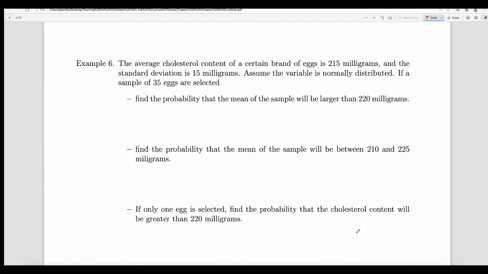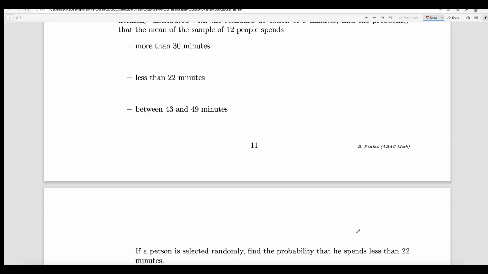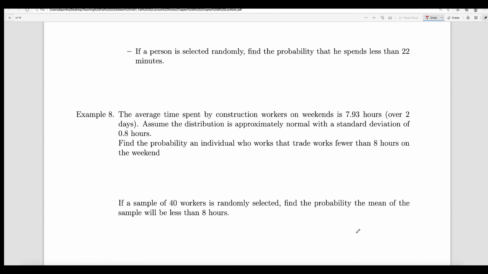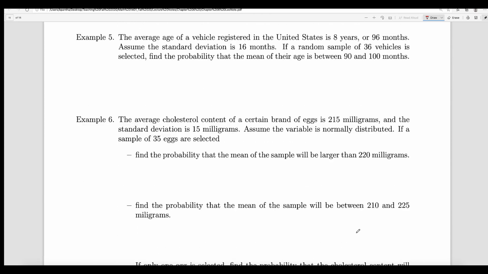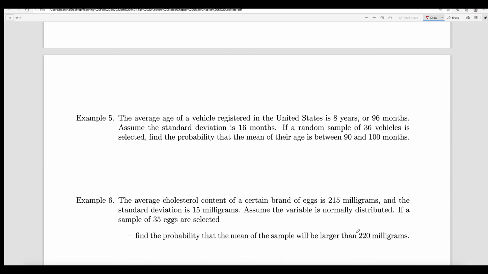Okay, so let us do a couple more examples and then we will be done. All right, so let us do this. Example number 5. The average age of the vehicle registered in the United States is 8 years or 96 months. Since all other things are given in months, we will write months. So mu equals 96 months.